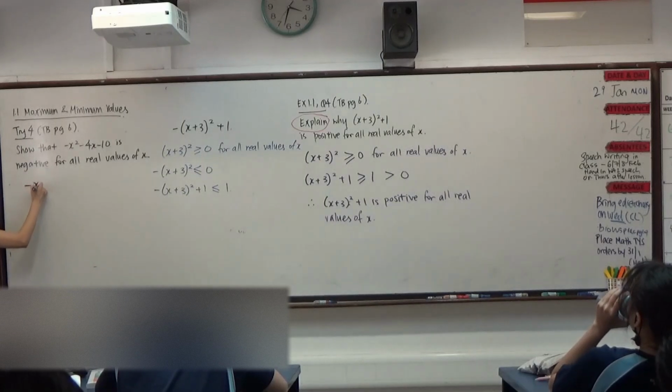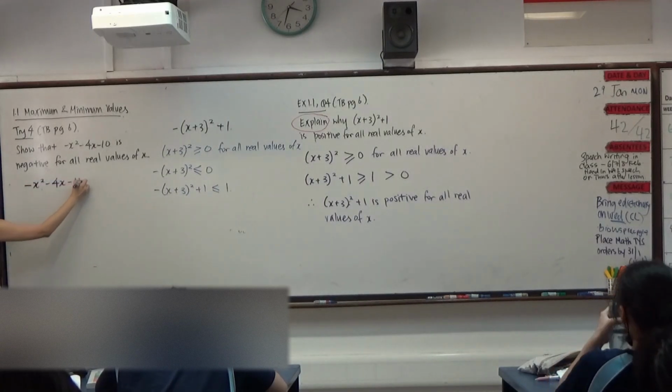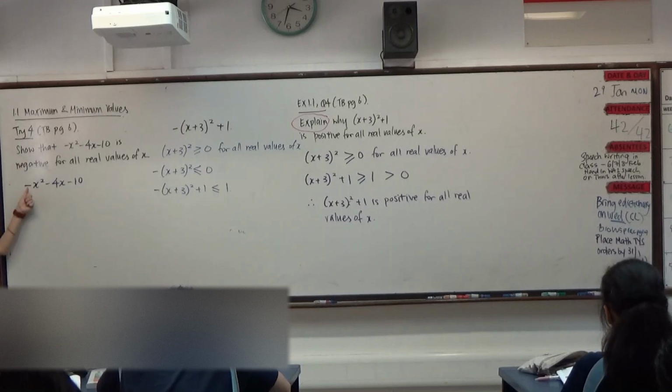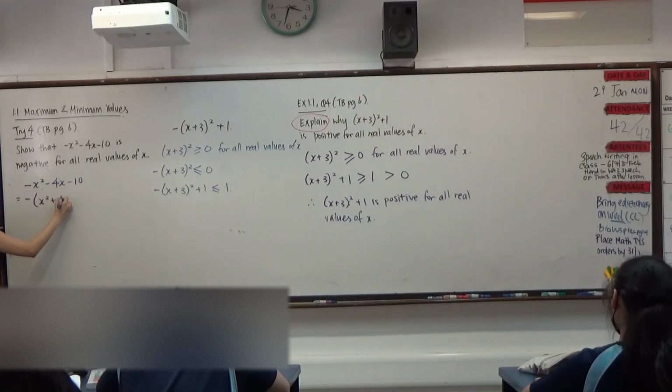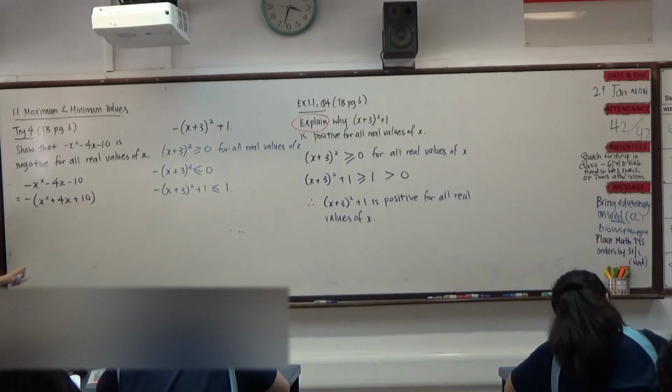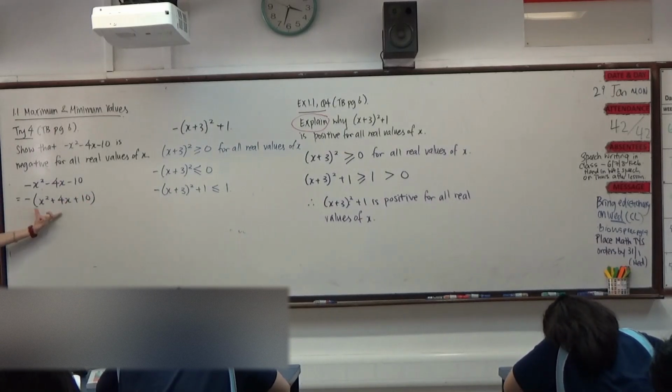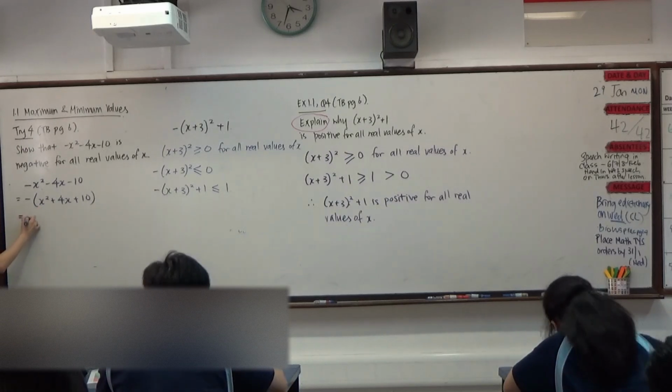So with this case over here, we must first factorize out the negative sign, because that is the only way we can do our completing the square. It must be a positive 1 coefficient of x squared.